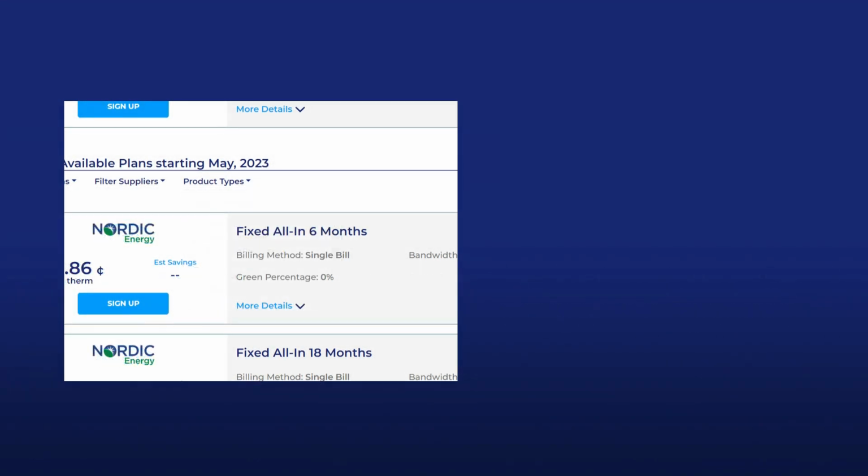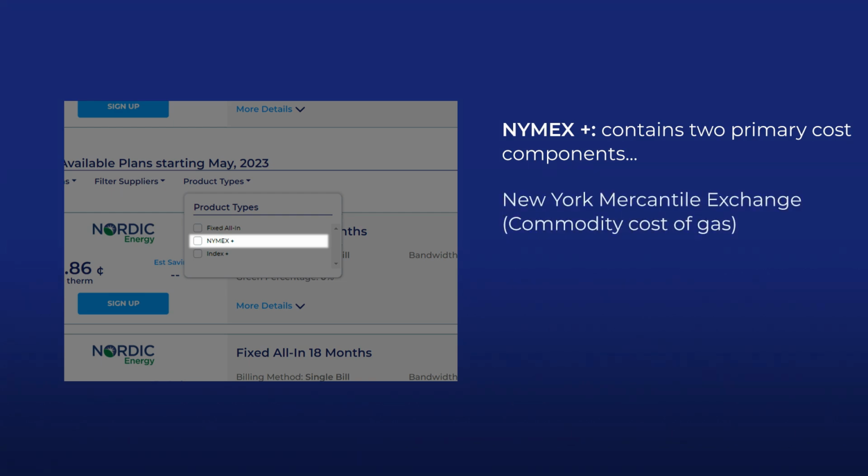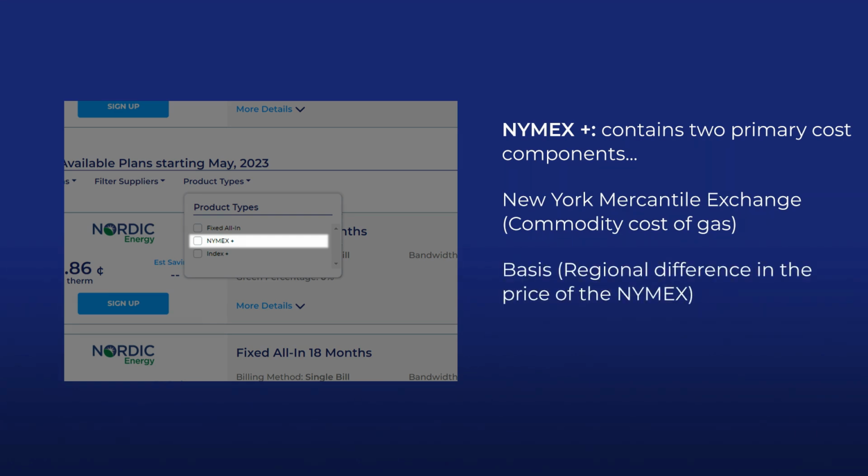Now let's look at natural gas products and what to consider. NYMEX Plus has two primary cost components, the New York Mercantile Exchange and basis. NYMEX is the commodity cost or actual cost of gas and is based on the price of gas at the Henry Hub. Basis refers to the regional difference in price of the NYMEX at the Henry Hub and can be an additional adder or discount to the NYMEX price.